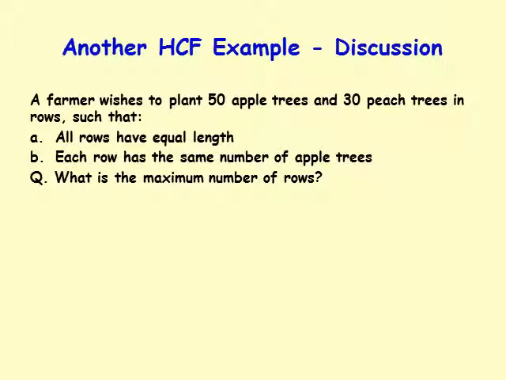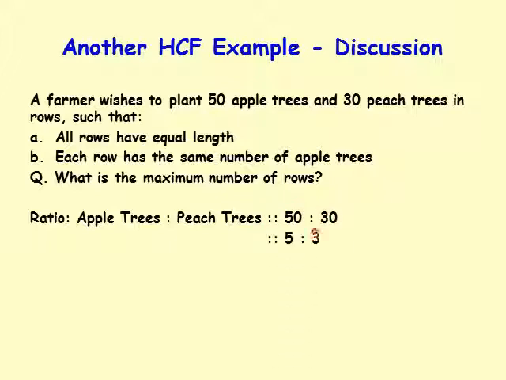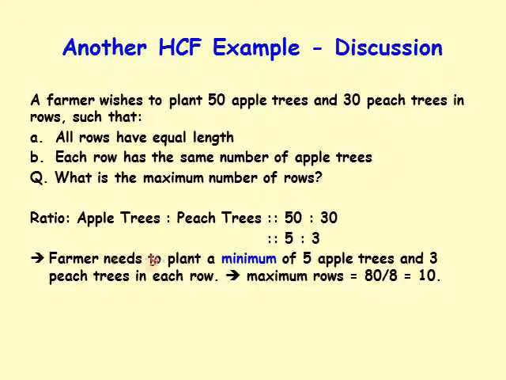Let's discuss this. All those are equivalent. We know that from the previous slide. So apple trees and peach trees, these are ratios here. We're using proportionality and ratios, which is 50 to 30, and the reduced form is 5 to 3. So the ratio of apple trees is 5, and of peach trees is 3. The farmer needs to plant a minimum of 5 apple trees and 3 peach trees. See, 5 and 3 cannot be divided further evenly.